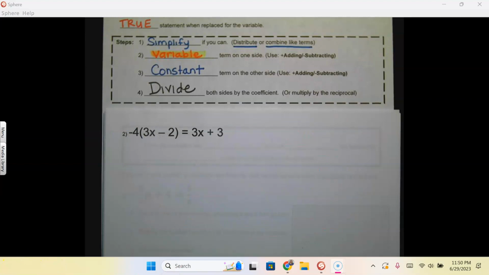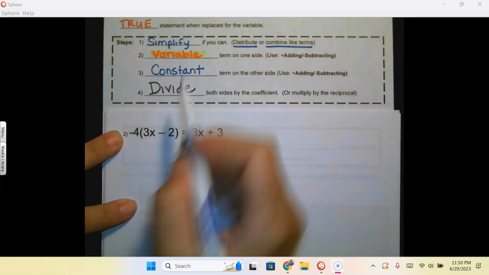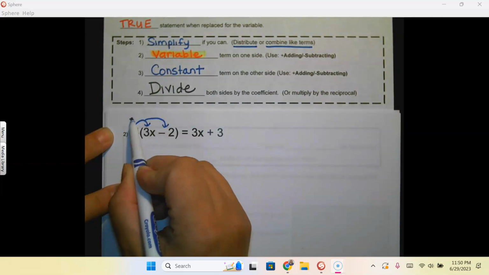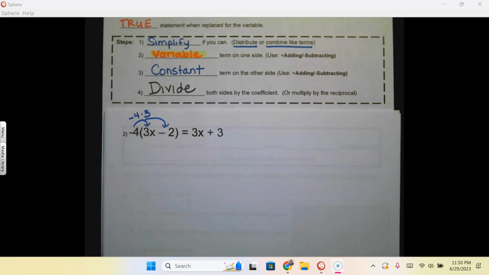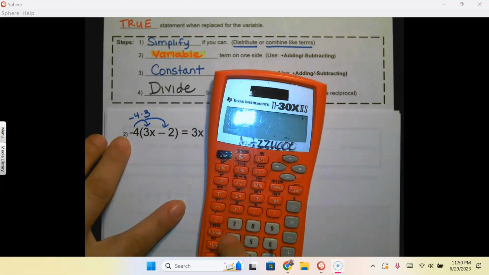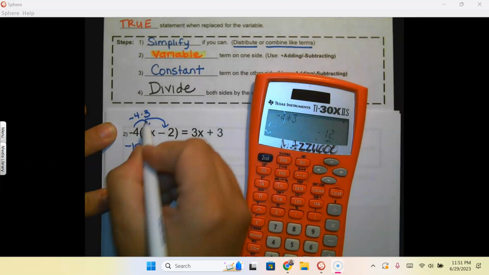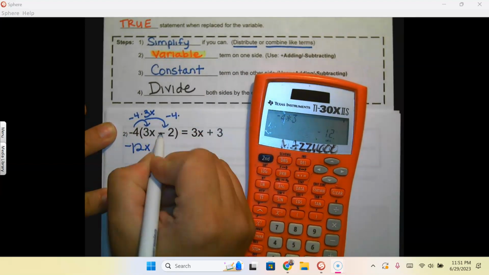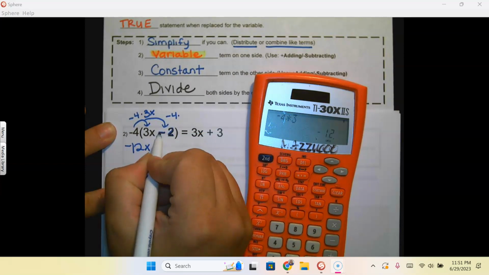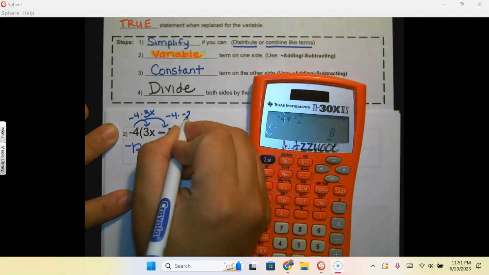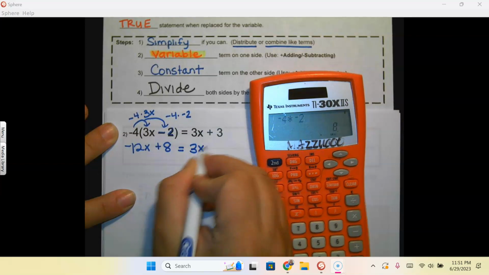All right, so our next example, let's go through the same steps. So the first step is to simplify. Since we have parentheses here, we're going to distribute by multiplying. So we're going to do -4 times 3, and either in your head or with a calculator, -4 times 3 is -12, and then x. And then we have -4 times a -2. So remember, we have to look in front of the number to know that we are looking at that as a -2. So -4 times -2 is +8. And then I'm going to bring down the 3x plus 3.